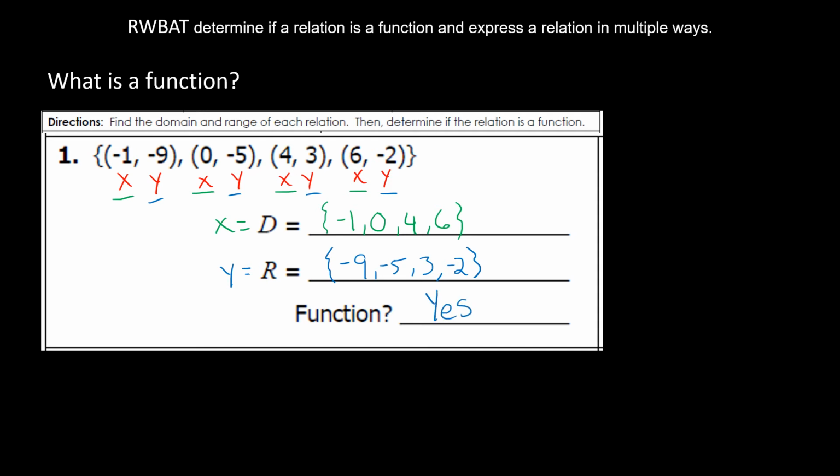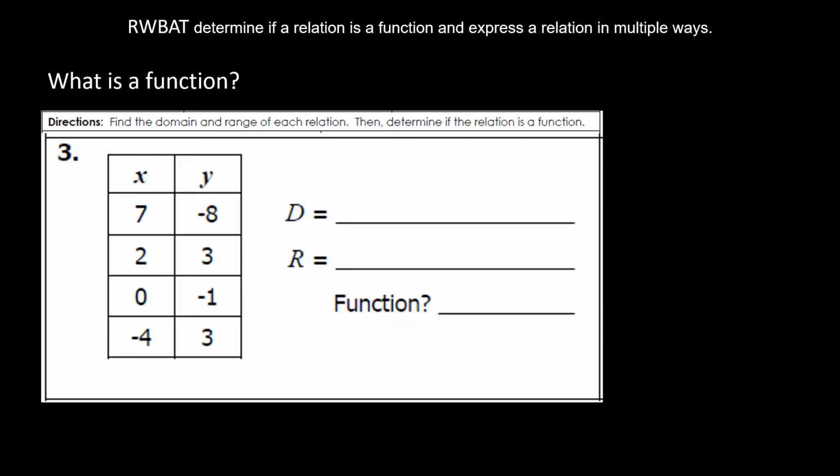As a quick guide to this, why is this a function? Well, our x values did not repeat. It's a unique relation. So let's look at our table, and let's determine our domain and range. We know that x is domain, and we know that y is range. So let's go ahead and label this here. We've got x here is domain, and that's going to be all these values here.